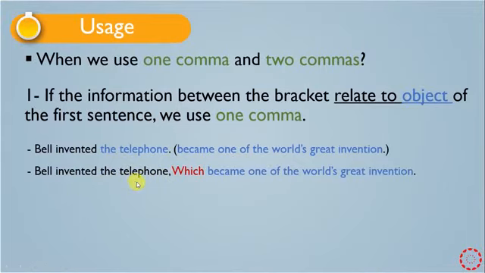Bell invented the telephone. We talked about the telephone. That's why we use this relative pronoun which. As we said, we use which for things or animals. We say which, and then we have extra information: became one of the world's great inventions. It is extra information related to the object of the first sentence, which is the telephone. That's why we use 1 comma in this example.